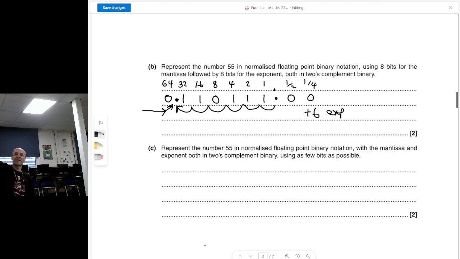I'm not going to do the mantissa bit yet. I'm just going to write out the final answer for the exponent. So it said 8 bits. So I need to write down 6 in 8 bits. Well, that's 6, positive 6. I need to add a further 4 bits. If I do not write 4 bits, the answer's not right. So that's my exponent.